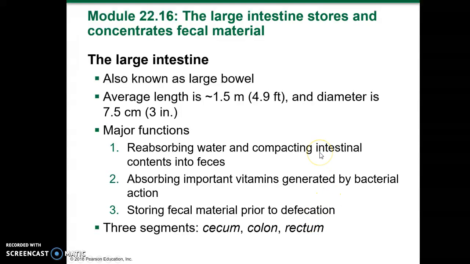Okay, and then finally we're down to the large intestine, also known as the large bowel. It's usually about 4.9 feet long, and the diameter is about 3 inches. Major functions are reabsorbing water and compacting intestinal contents into feces. It absorbs important vitamins that are generated by bacterial action. It stores fecal material prior to defecation. And there are 3 segments of the large intestine: the cecum, the colon, and the rectum.